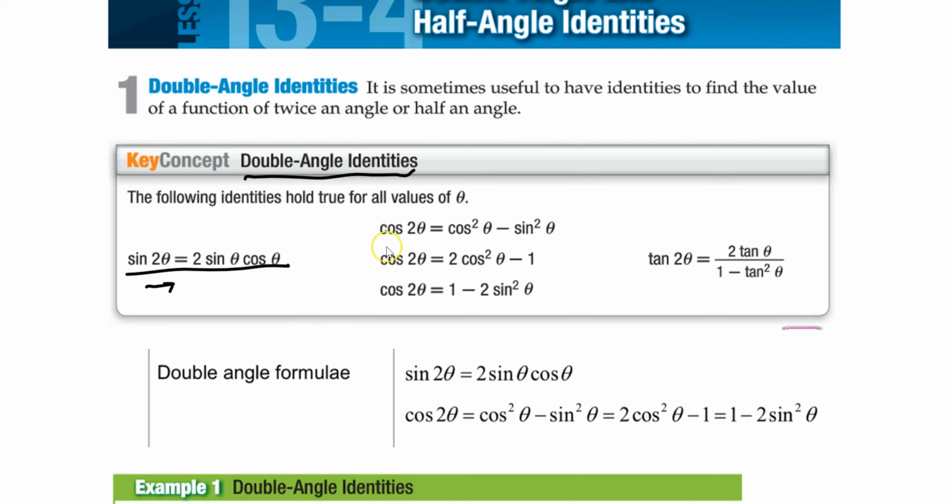These are more used for solving, which we'll talk about in the next lesson. These are to solve. So they're much more helpful to solve than anything else. This is to simplify, to find the exact value for. And then tan 2 theta, here's a tan formula. Again, most of the time I just use sine 2 theta over cosine 2 theta, but here's a tan formula for it.